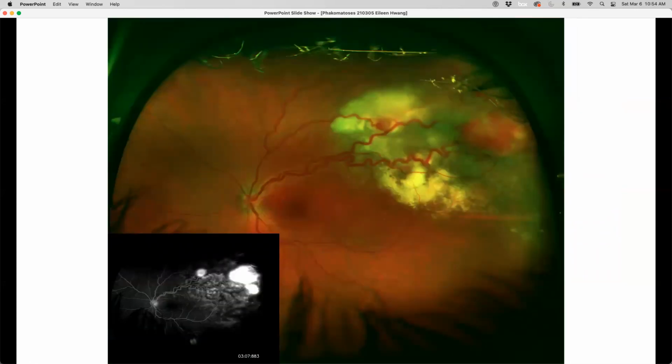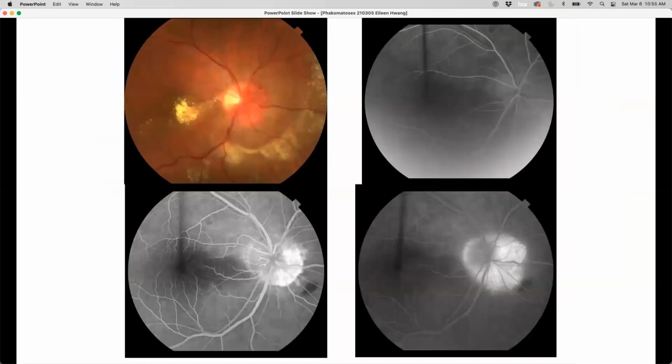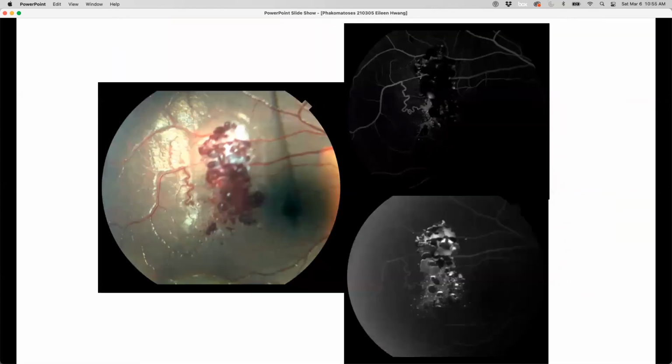Oh, here's another retinal capillary hemangioblastoma that's worse. It can be really bad. Here's another one. I have so many pictures of them. They all look the same, or they all look like this different thing. Anyway, so those are all the pictures.